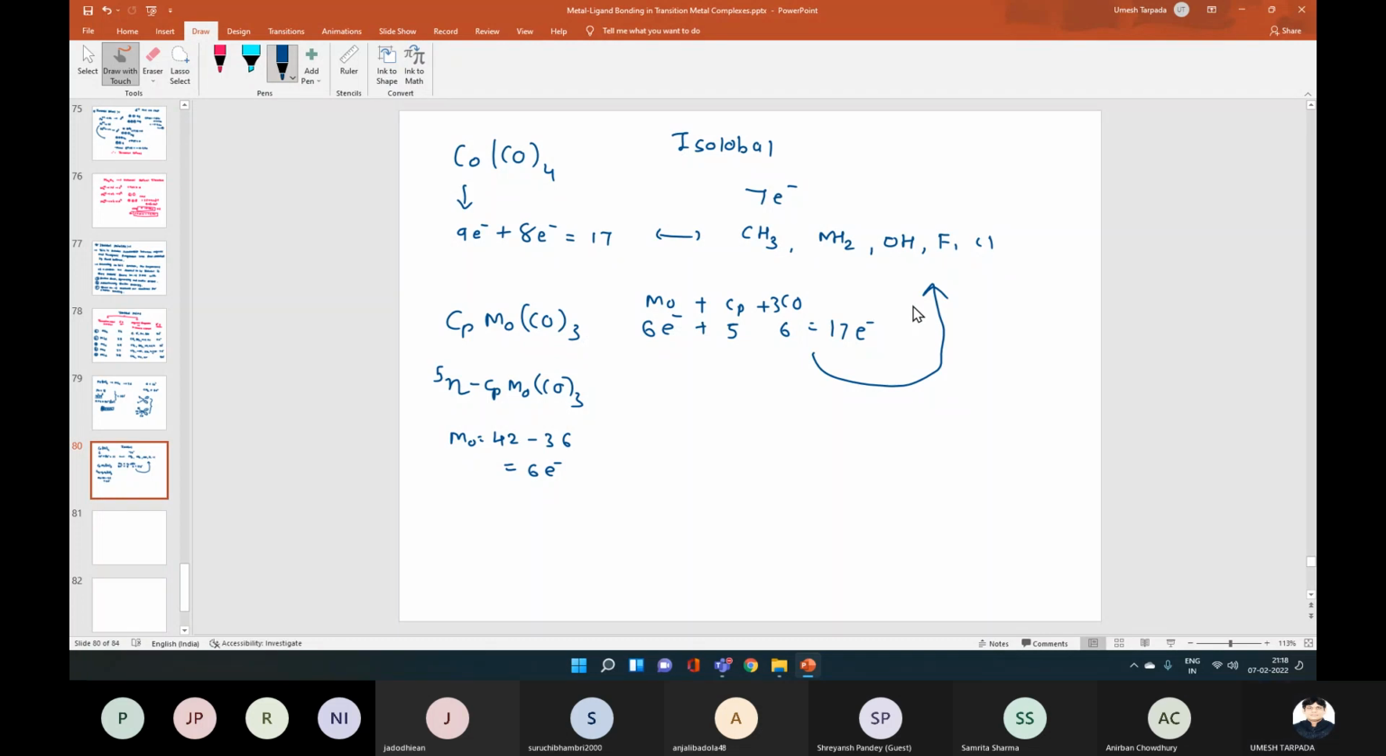Okay. Is it okay? Yes, sir. Okay, so this is again a very important concept. That is the second concept, the isolable principle.